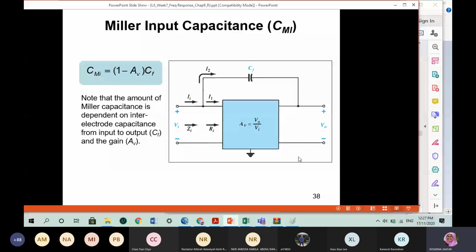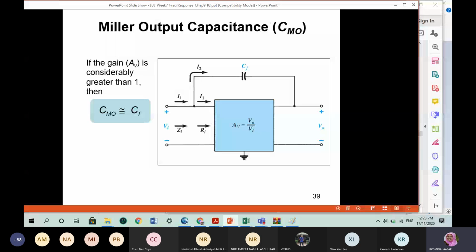And for the Miller output capacitance, if the gain AV is considerably greater than 1, then the Miller output, CMO, is almost the value of the CF here. This one is the Miller input, which is 1 minus AV, but the Miller output takes the value of CF only.